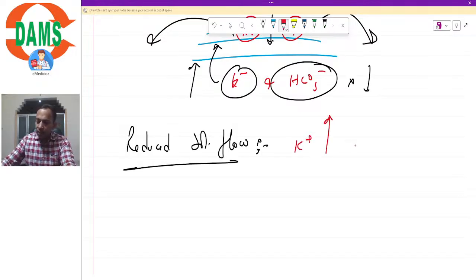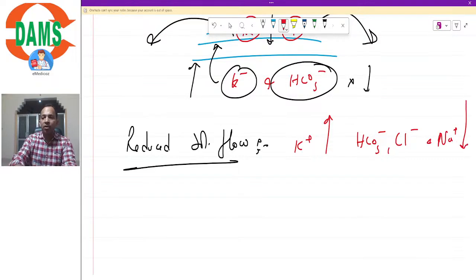Potassium will increase, bicarbonate, chloride and sodium will reduce, their concentration will reduce. So this was all about the formation and secretion of saliva. If you have any doubt, you can ask me.